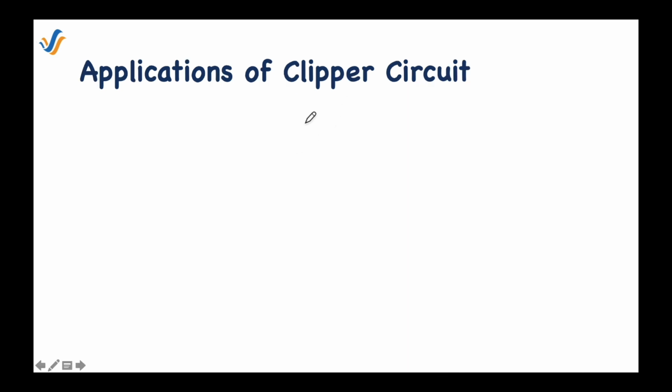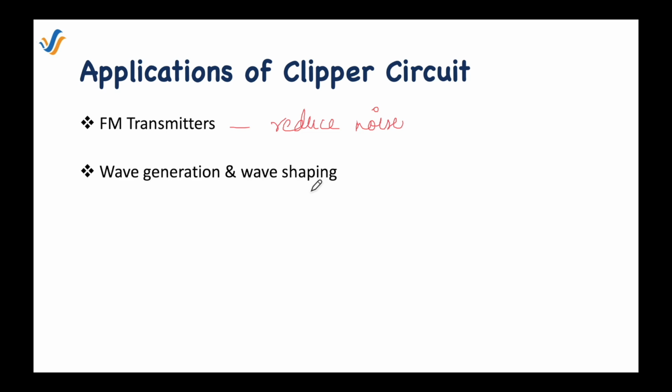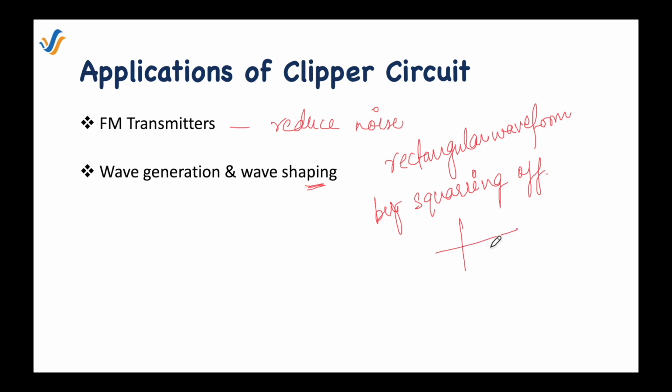In the applications, the first one is in FM transmitters. It can reduce the noise of the signal. And the second application is, since a clipper has the ability to change the shape of a waveform, it is used in waveform shaping and many a time in generation of new waveforms. For example, we can generate a rectangular waveform by squaring off the peaks of a sinusoidal waveform like this. So if we clip off the peaks of this sinusoidal waveform, we can get some sort of rectangular waveform. That's the wave generation.